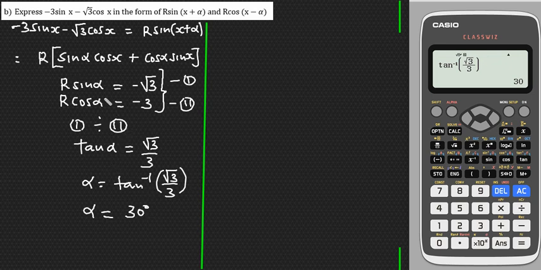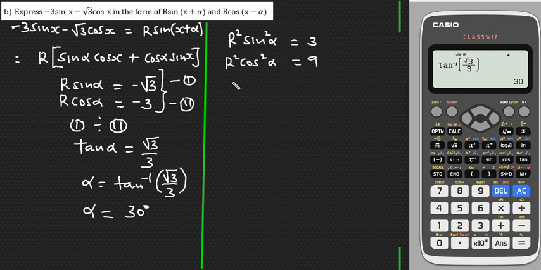Now let us look for the R value. Now to find the R value, normally we square the two equations and we add them. So when we square the first equation, we get R squared sin squared alpha, which is equal to negative root 3 squared; when squared, the root disappears, and the 3 will remain. Then this one will be R squared cos squared alpha equal to 9.